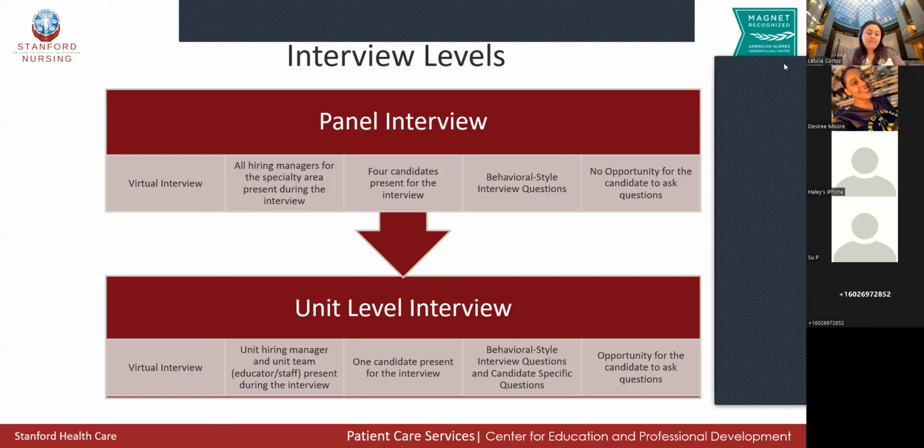With that being said, final offers need to be out to HR by the 8th of July. So all the department unit level interviews should be completed by the 1st of July.